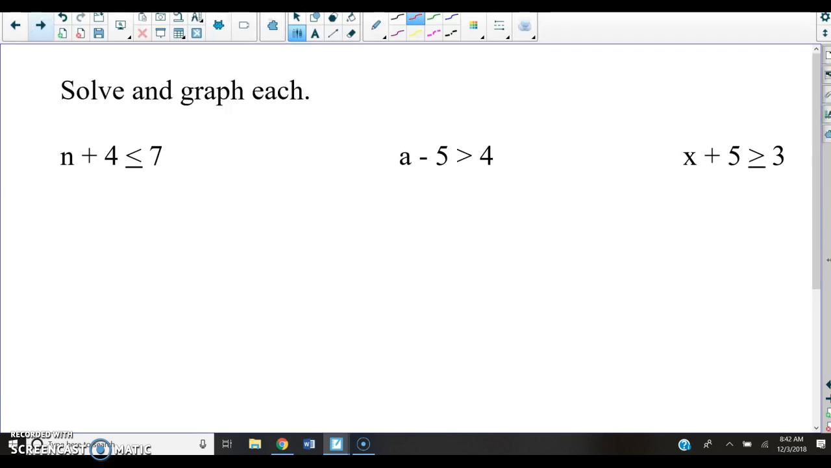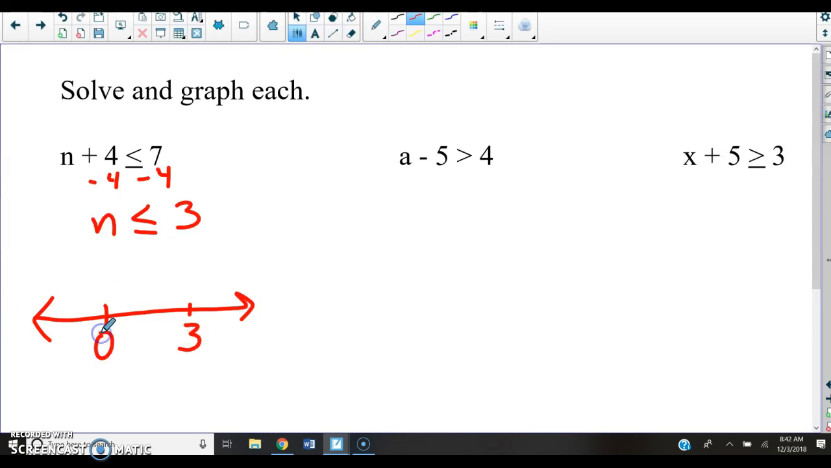So if n plus 4 is less than or equal to 7, we can subtract 4 from both sides. And now our numbers are less than or equal to 3. We fill in the dot for the or equal. Less than is left of. Here, a minus 5 is greater than 4. If we add 5 to both sides, we see a has to be greater than 9.